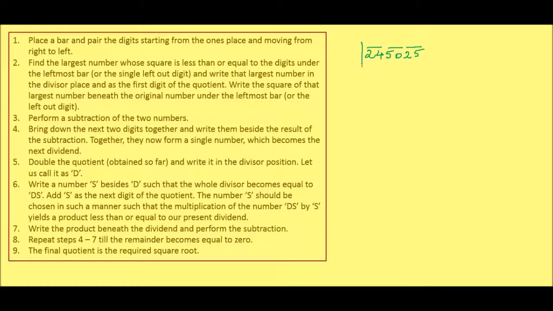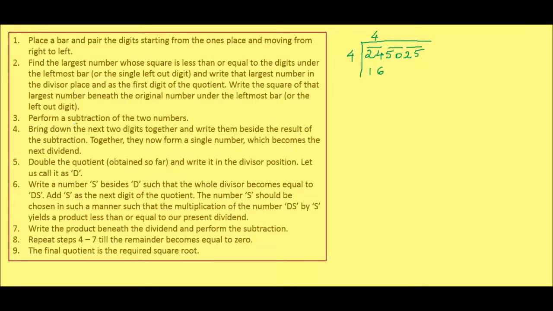So we write this in the divisor place and as the first digit of the quotient. So we write 4 at the top as well. Write the square of that largest number, that is 4 in our case. We need the original number under the leftmost bar, that is 24. We will be writing 4 squared below this 24. That is, we will be writing 16 over here.